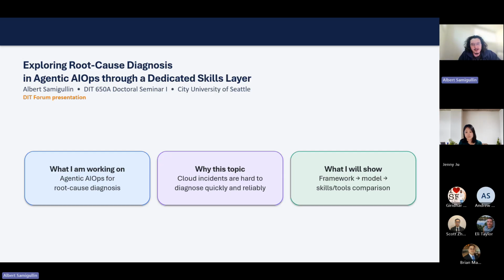Today I'm going to present my doctoral seminar work on agentic AI ops for root cause diagnosis in cloud environments. The broad area is AI ops, which means applying artificial intelligence to IT operations tasks such as monitoring, incident diagnosis, remediation, and more specifically, I'm interested in agentic AI ops, where an AI system does not only observe problems, but also reasons about them and can recommend or eventually trigger actions.